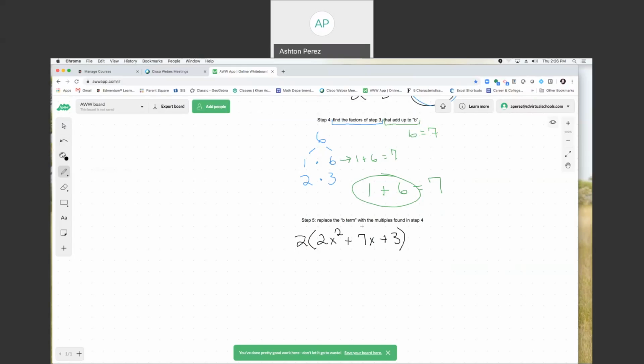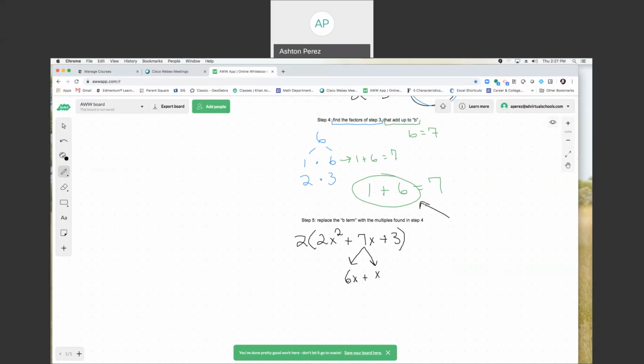Okay, so replace the b term with the multiples found in step 4. Well, in step 4, the multiples we found were 1 and 6. So we're going to replace our b term, which is 7x, the middle one. B is the middle term. Let me make those arrows just a little bit longer. Okay, if we replace this with a 6 and a 1, you can kind of see that we haven't changed the value of the equation, right? 6x plus 1x is 7x, so we haven't changed the value at all. It's still the same value. 6 plus 1 is still 7.